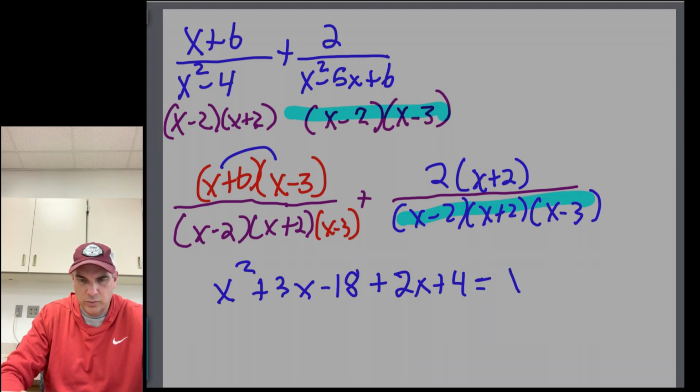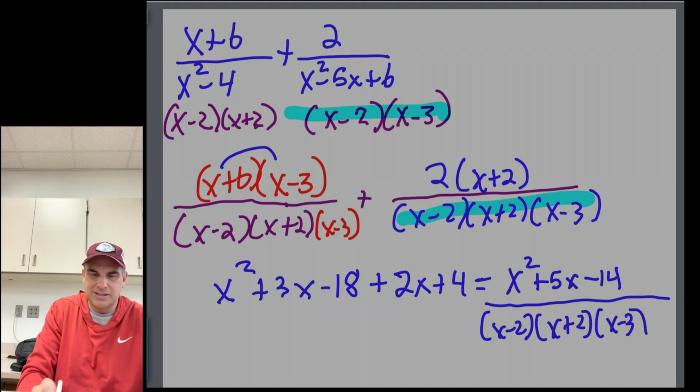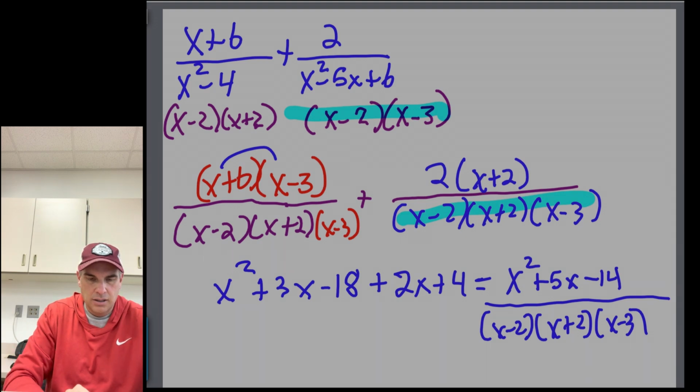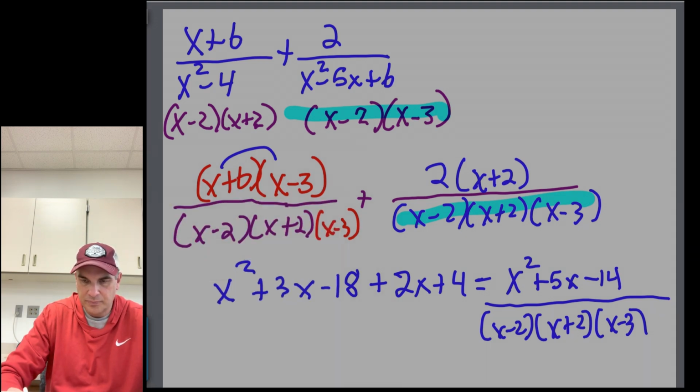So that's x squared plus 5x minus 14. Now all of that is over x minus 2, x plus 2, x minus 3. So is that technically done? I was lazy. And now I have to look to see if it can be reduced anymore, so I check it. Looks like this can be factored to x plus 7, x minus 2.